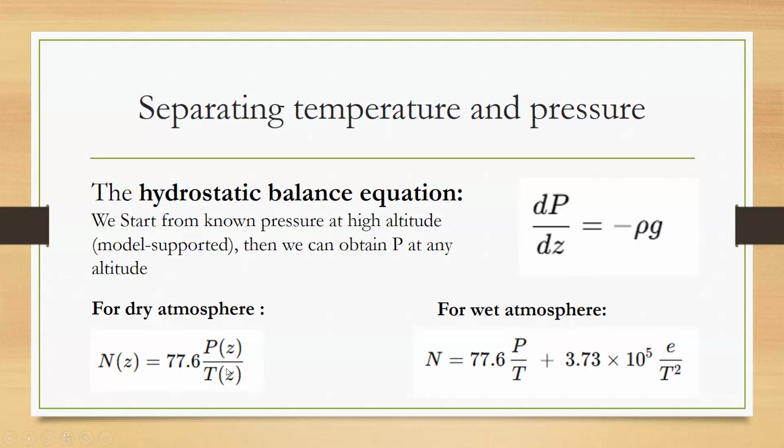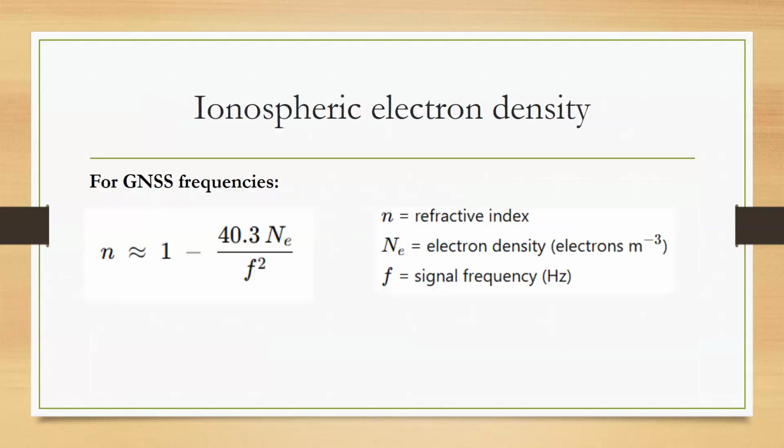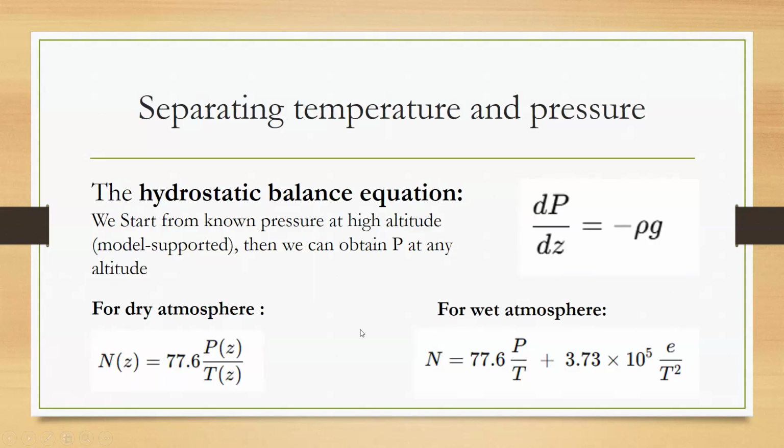And so if we do that, at any altitude where we know the pressure, we can use this formula to derive the temperature. That's for the dry atmosphere. But for the wet atmosphere, we can do the same, except that we need additional information about the water vapor, that is the wet part of the atmosphere. And for GNSS frequencies, this is for ionospheric density. So this is how we do it.